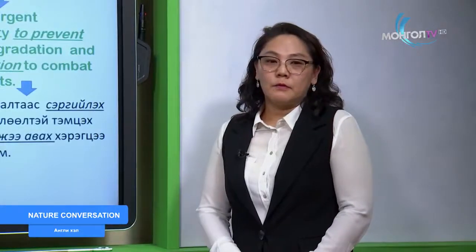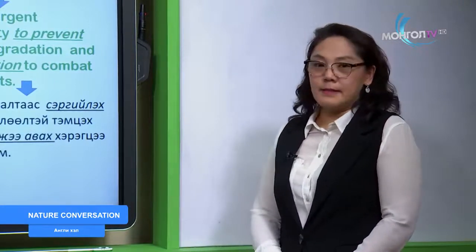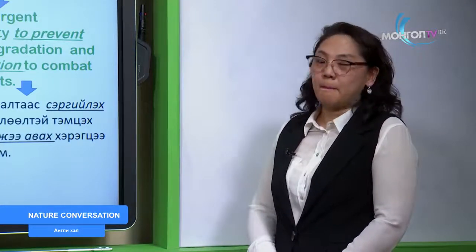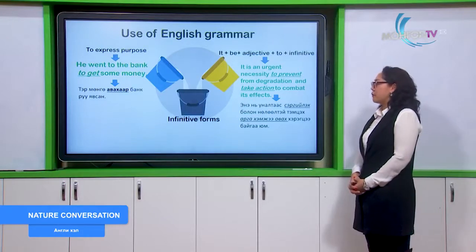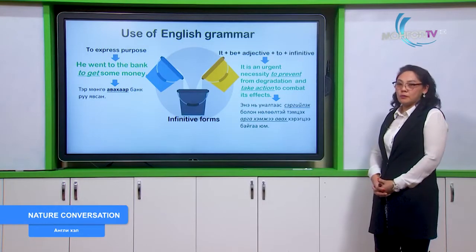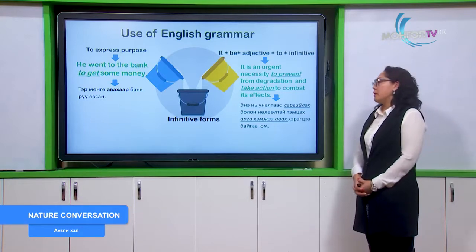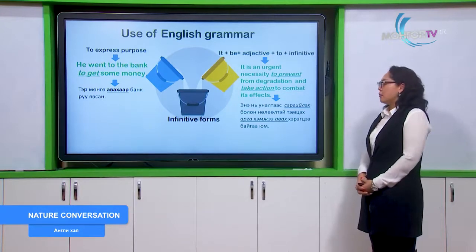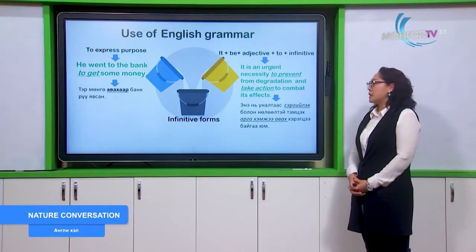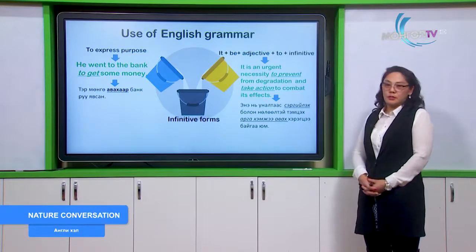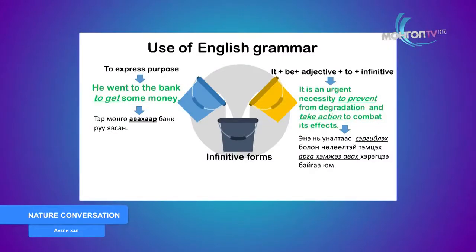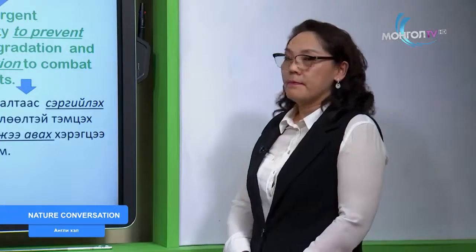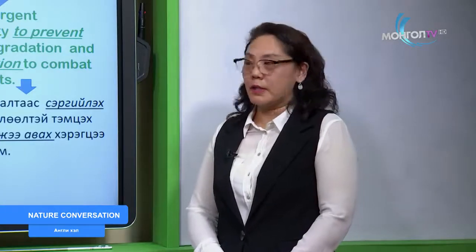Okay, now we will go on. Next lesson section is grammar. So here we have the grammar which is infinitive forms. As you know, if you remember, infinitive forms have many usages, but here I have 2 usages. One is to express purpose, and number 2 is it plus be plus adjective plus to infinitive. Okay? Now I will explain something in Mongolian.